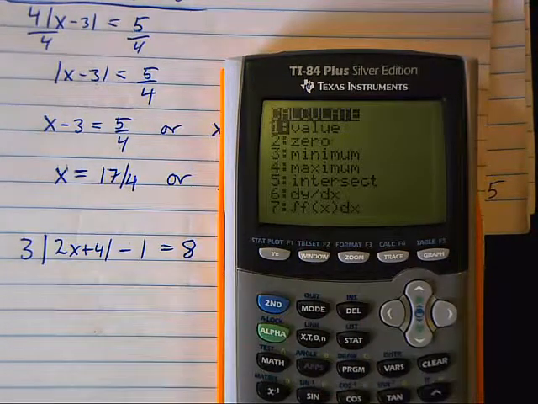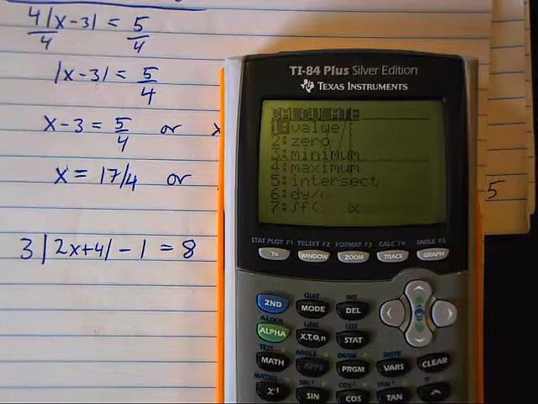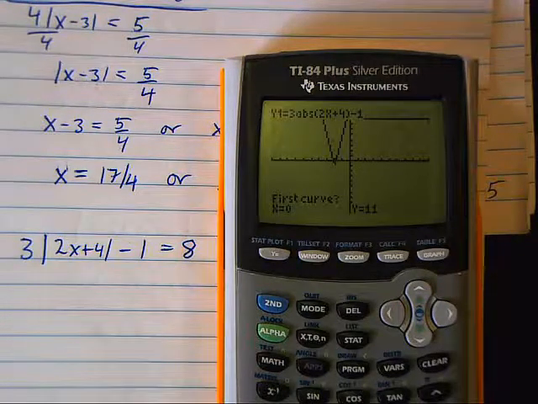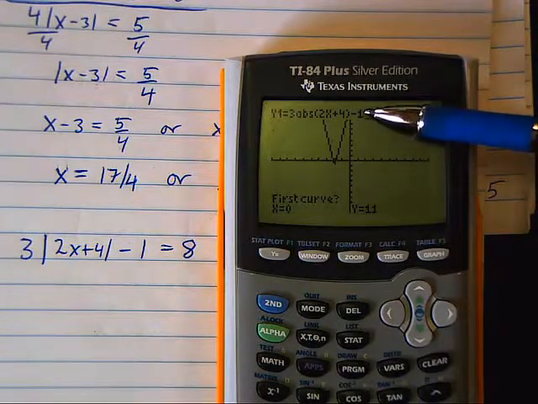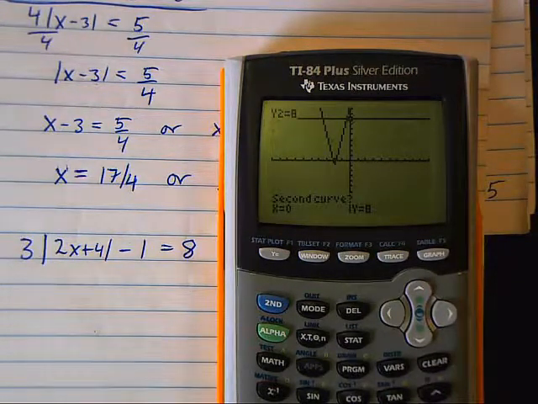Second trace puts me into the calculate menu. And how do I find the intersect? I go to number 5. It asks me, is that the first equation? I guess so, right? It's got the absolute value. I can see the absolute value thing written up there at the top. So I hit enter. It asks me, is it the second equation? Yes. Give me a guess.